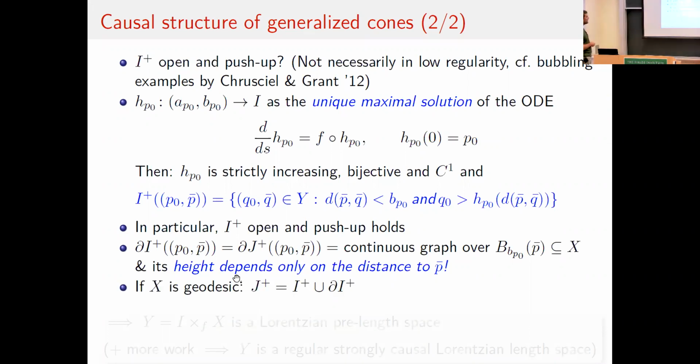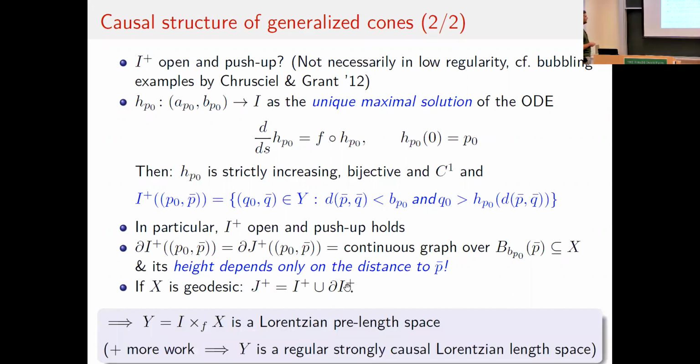And if X is geodesic, then you actually have that J plus is the closure of I plus and the boundary of I plus. So you get that this generalized cone is a Lorentzian pre-length space, and if you put in a little bit more work, then you can show that it's a regular, strongly causal Lorentzian length space. So in particular, maximal causal curves have a causal character, and the time separation is intrinsic.